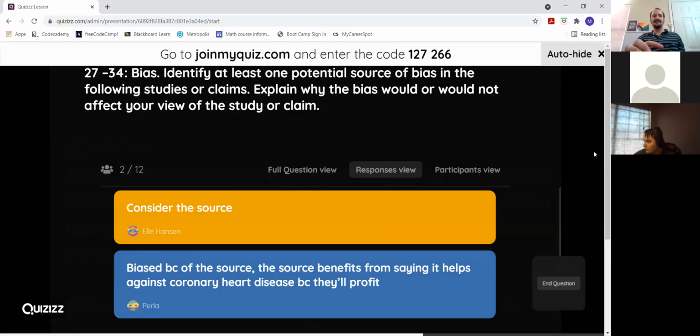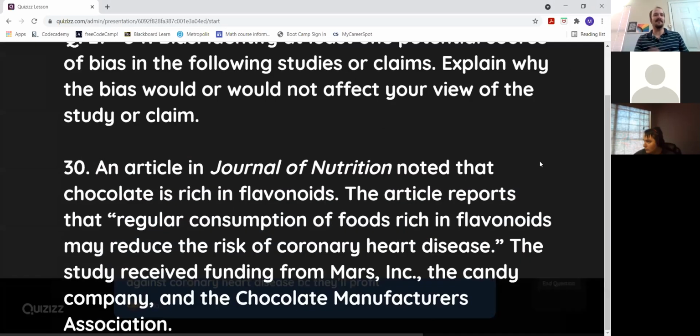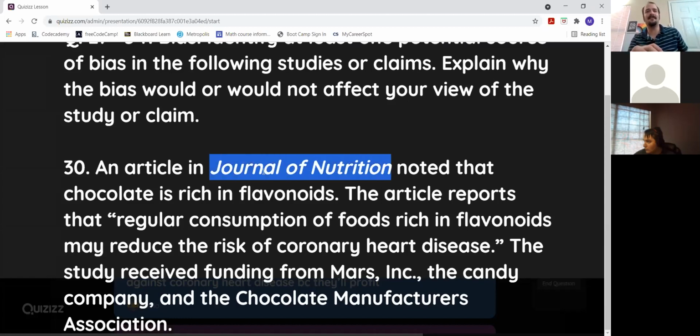How's that biased? Consider the source. Yeah. This one should be pretty obvious, I hope, right? What is the Journal of Nutrition? You have to look at these sources too, right? If you Google Journal of Nutrition, is that an actual legit scholastic source, or is that just some bullshit journal that Mars Inc. created to publish their study? So looking at the study and looking at the credibility of the news source is also something you might want to do.